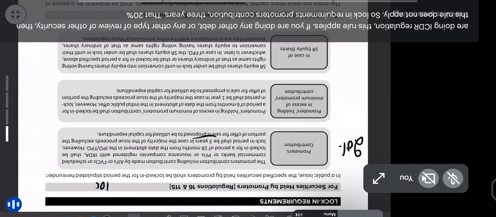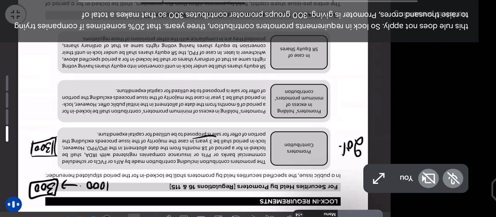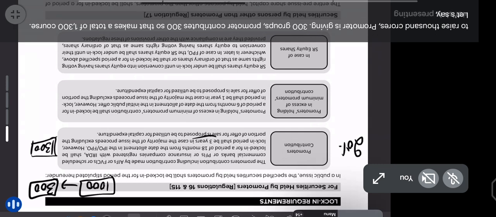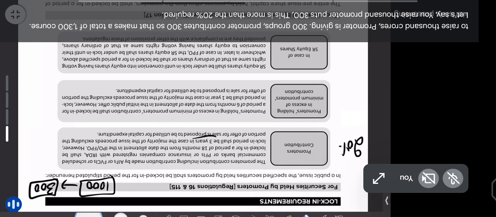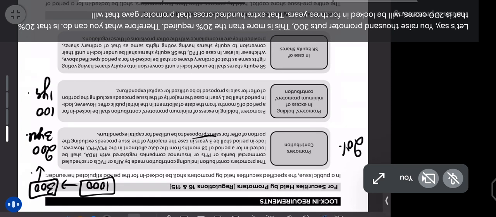Sometimes if company is trying to raise 1,000 crores, promoter is giving 300 crores. Promoter contributes 300. So that makes a total of 1,300 crores, let's say. You raise 1,000, promoter puts 300. This is more than the 20% required. Therefore, what you can portion, that is 200 crores, will be locked in for 3 years. That extra 100 crores that promoter gave, that will be locked in only for 1 year.